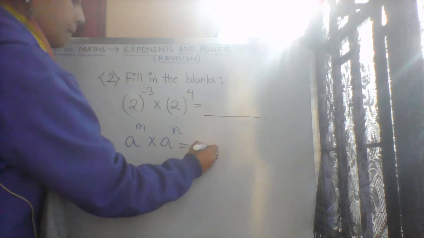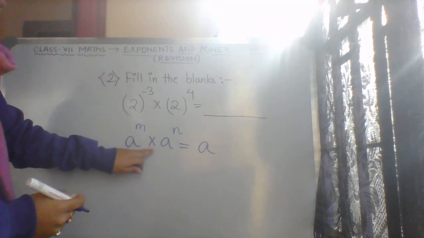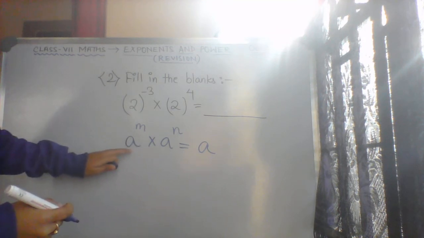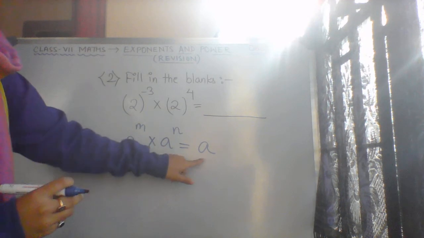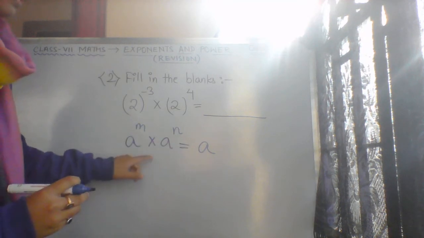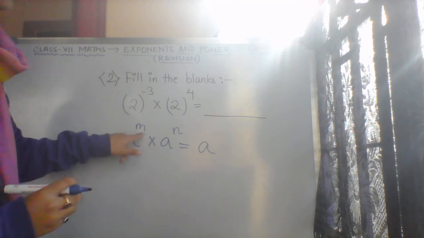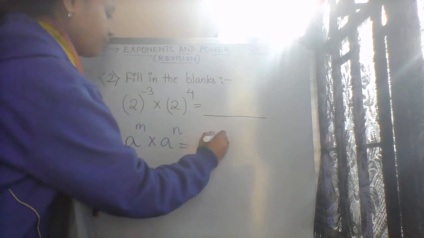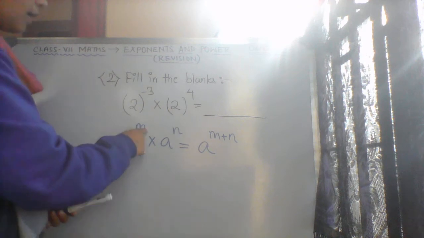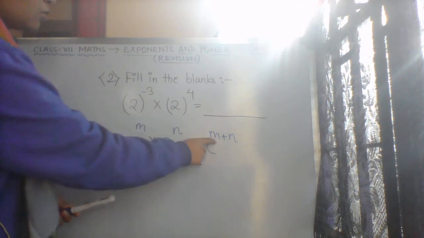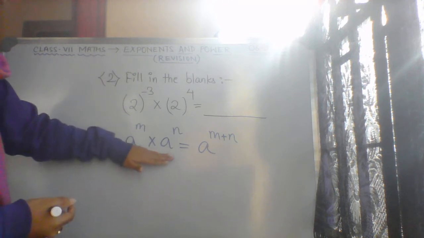Yes, base we will write as it is, and since it is multiplication, first of all you just see whether the base is same or not. Yes, base same, so write down base as it is. And now see it is multiplied over here, so power will get added, m plus n. A to the power m into a to the power n equals a to the power m plus n.